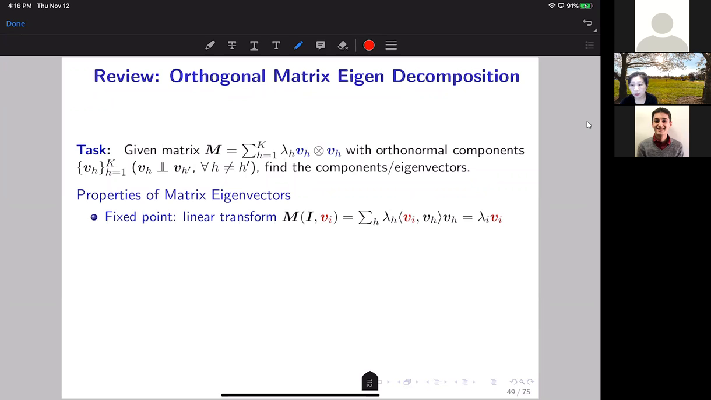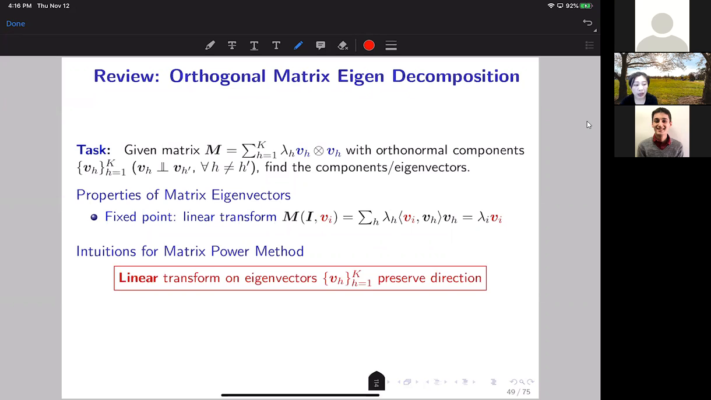I call it a fixed point because under this linear transformation, your vector maintains its direction, right? This is what we already talked about, right? So for these v_i's that are eigenvectors of the matrix, you do a linear operation, M multiplied with v_i, which is just lambda_i v_i. You will maintain the direction. It becomes lambda_i v_i, right? So that's the intuition for the matrix power method: a linear transform on eigenvectors preserves direction.